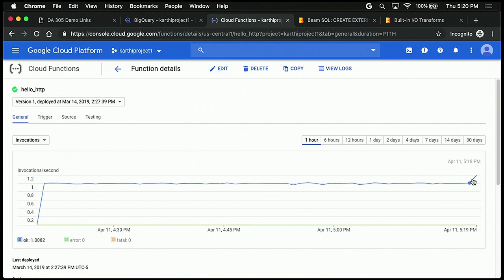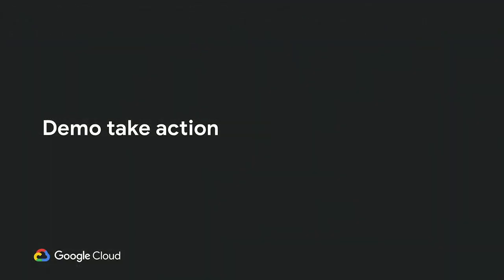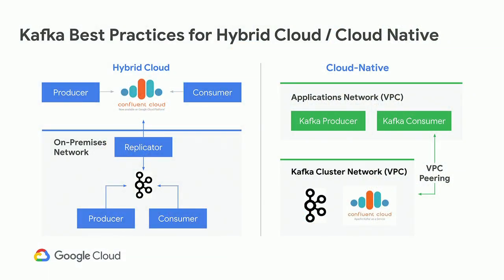Cool. Back to slides? Yes, please. All right. So we've seen how this works. Let's talk a little bit about some best practices for using Kafka with Confluent Cloud effectively with GCP, right? There are two biggest scenarios that we usually talk to customers about when they are planning Kafka implementations on top of GCP.